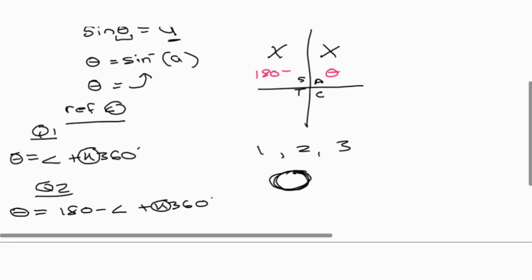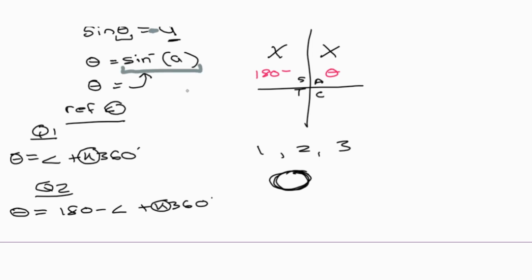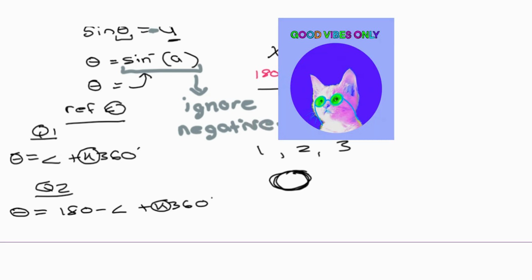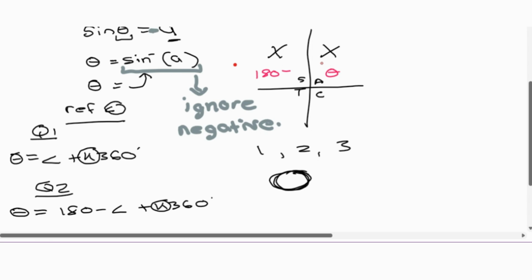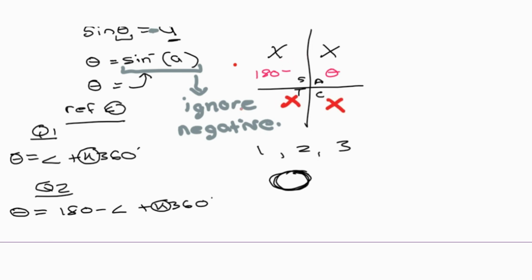Okay, one last thing. If this A value had a negative, when you find the reference angle, ignore the negative. So let me just write it here: ignore negative. But if it is a negative, that means that it's no longer going to be in the first and second quadrant. It's going to be here and here, because those are the quadrants where sine is negative.